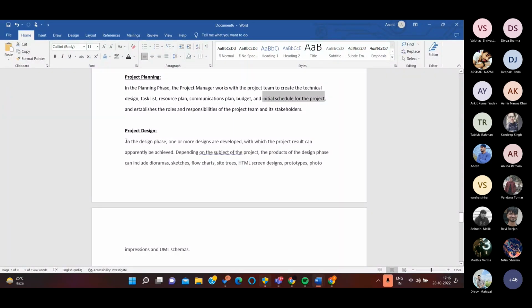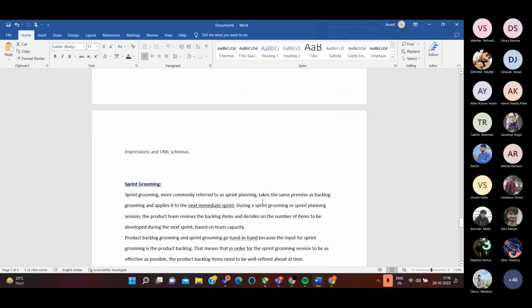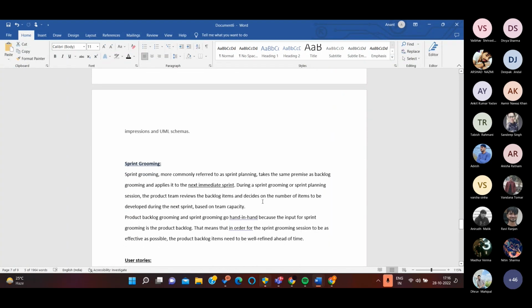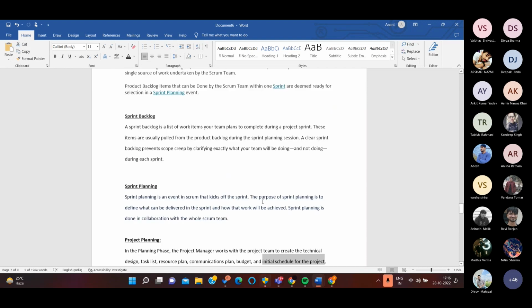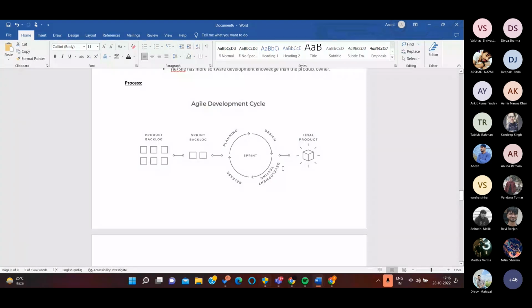Then comes the project designing phase, where all the designs, the prototypes, the HTML screen designs, the flow charts, site trees, photo impressions, and UML schemas are designed. After that, it's development and testing, and everything goes back and forth between the testers and the developers until the bugs are resolved. It's not always a complete product, but mostly the bugs that need to be resolved on a priority basis are resolved, and then the final release comes into play, the final product.